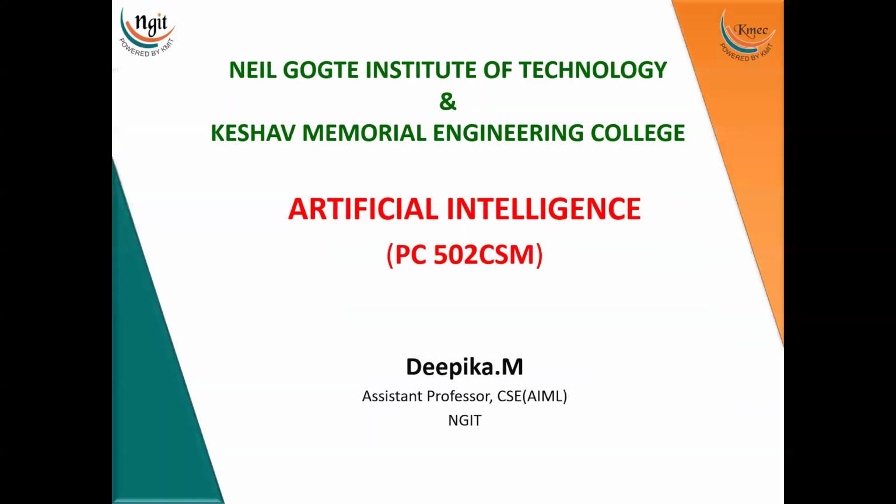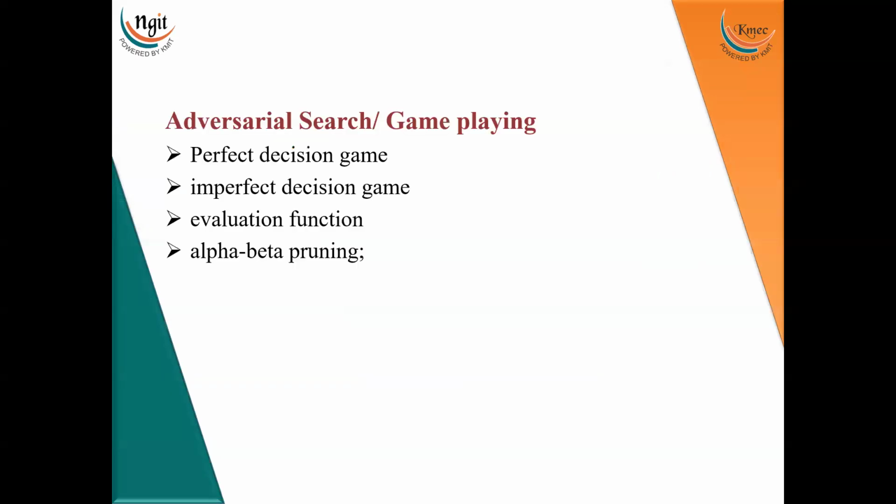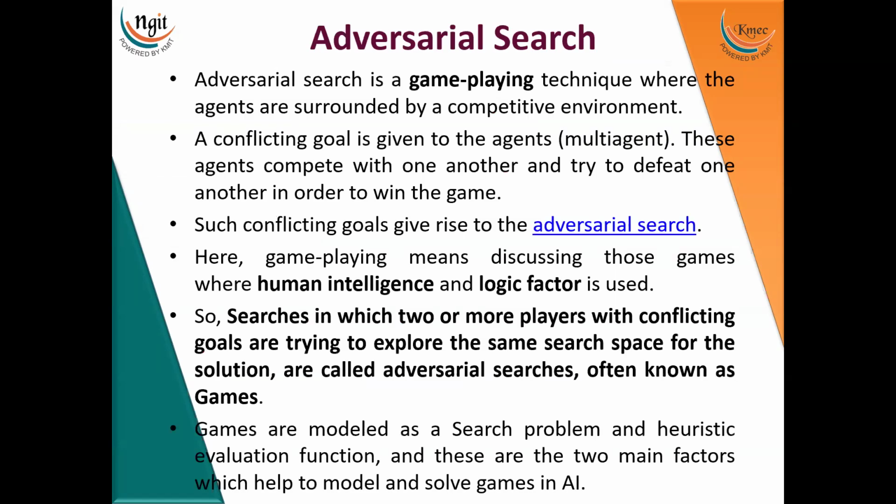Good morning, everyone. In this session, let us discuss the last concept of this unit 1, that is adversarial search. In this adversarial search, we are going to discuss the perfect and imperfect decision games, the evaluation function, and alpha-beta pruning. So, what is this adversarial search?